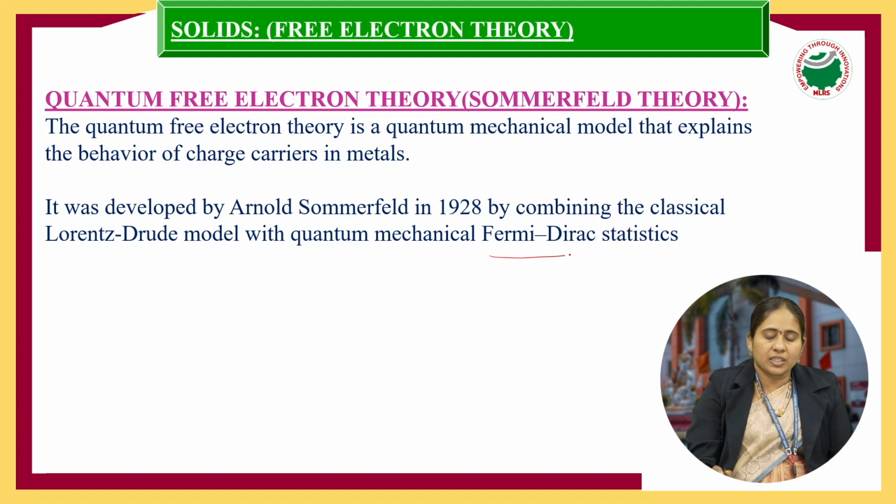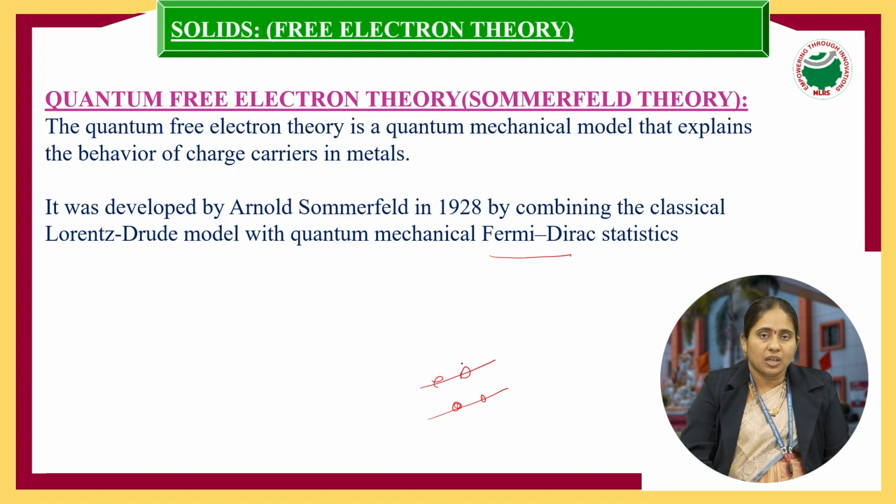So whereas previously it was Maxwell-Boltzmann, here it is Fermi-Dirac statistics. Fermi-Dirac statistics says that only two electrons can exist in a particular level. But in MB statistics, n number of particles can exist in a single level. In FD, only two electrons can exist in a single level. So previously it was MB, but here it is FD. That is the difference made by Sommerfeld between classical and quantum free electron theory.